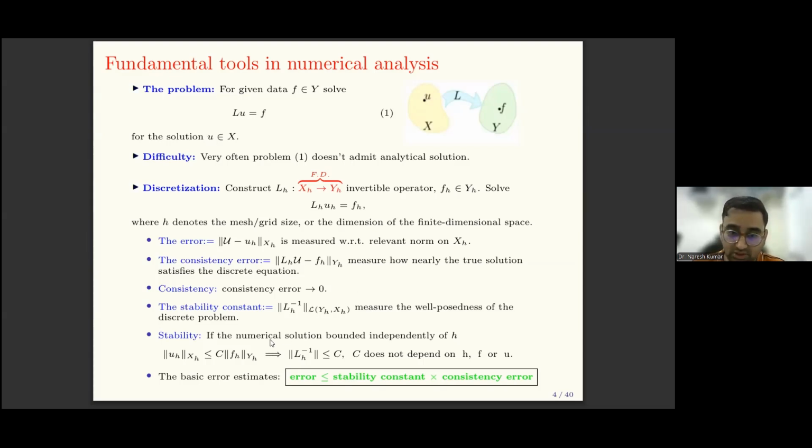Using the stability and the consistency, we can find the error estimate. Our error can be bounded by the stability constant and the consistency error. So this is just a brief overview of numerical analysis. In any numerical scheme, you can apply finite difference, finite element, or finite volume. Basically these are the fundamental tools in every numerical scheme. So we have to be clear on all these steps, and we have to measure the error, the stability and the consistency.